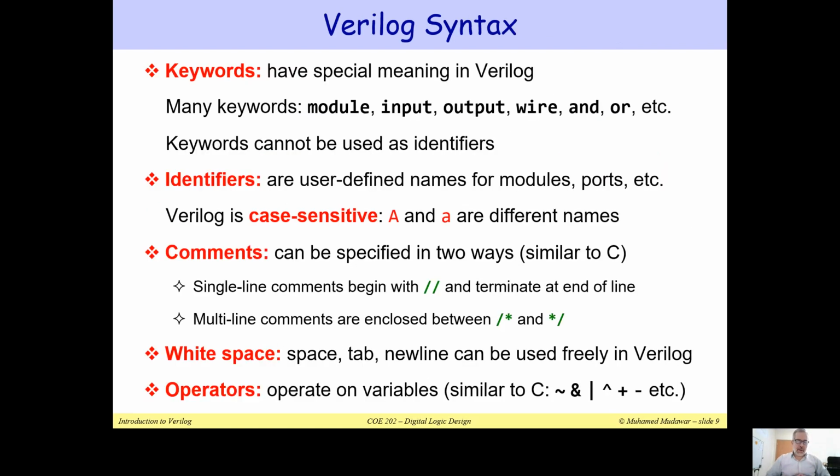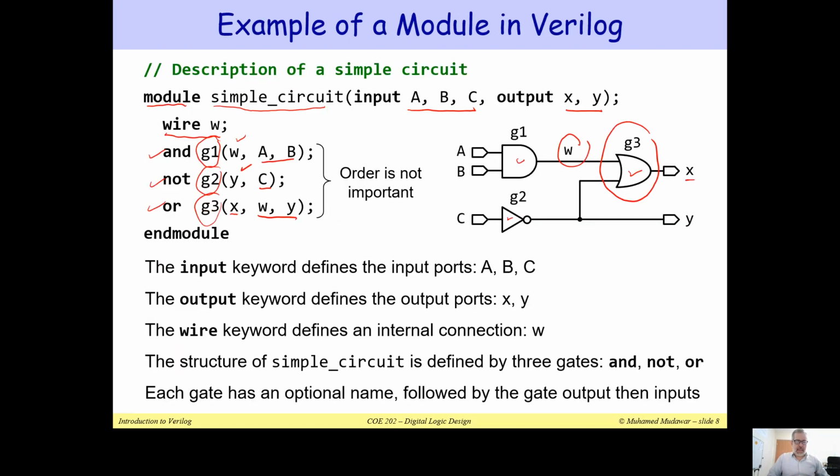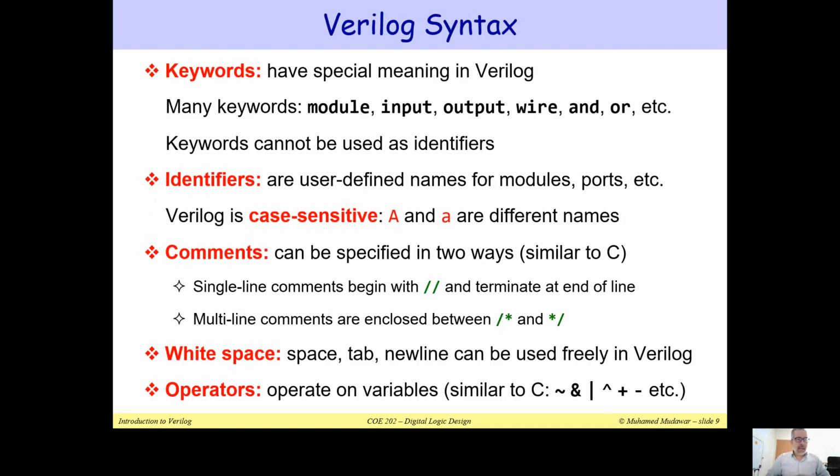Now, as in any language, Verilog has a syntax. So we use keywords. As we have seen in the previous example, module here is a keyword. Input is a keyword. Output is a keyword. Same thing about wire and OR, and NOT, and module here. All of these are keywords. So these keywords are reserved in the language. You cannot use keywords as the names of identifiers.